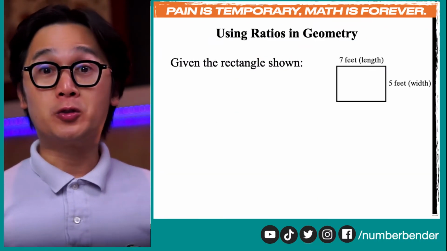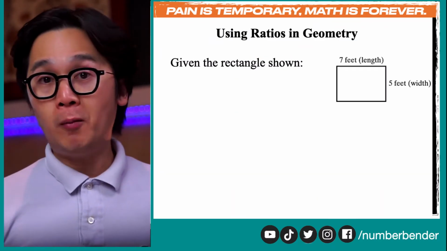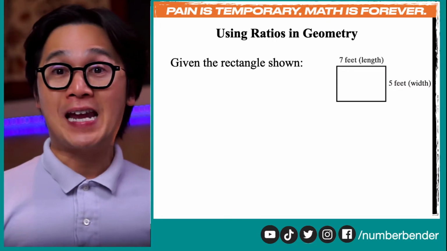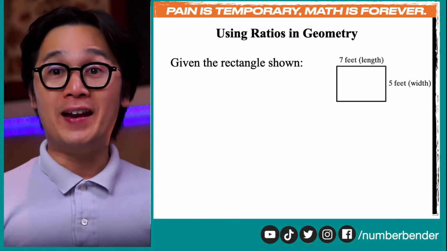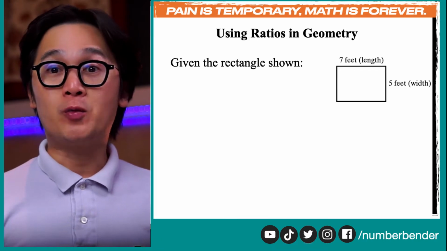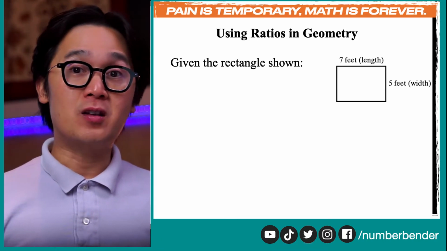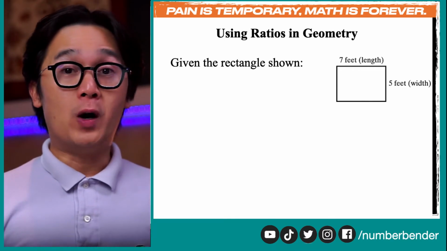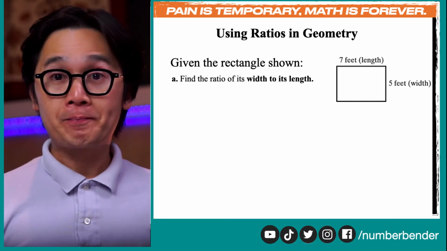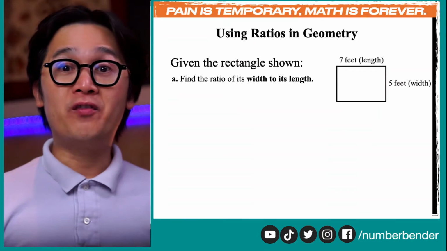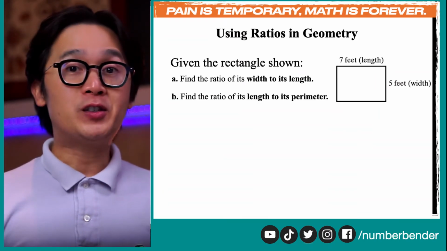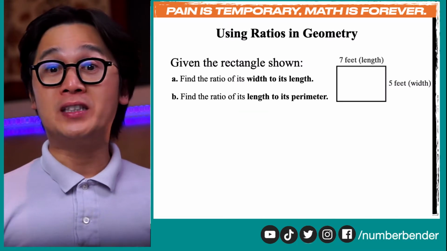And this is also true when we're working with problems similar to this geometry problem, wherein we are given a rectangle given by its length and its width. In this case, we have 7 feet for the length of the rectangle and 5 feet for the width of the rectangle. What we need to do is to A, find the ratio of its width to its length, and B, find the ratio of its length to its perimeter.